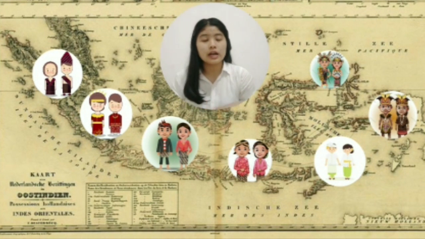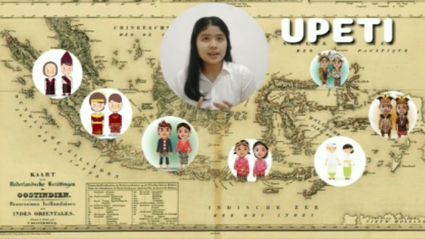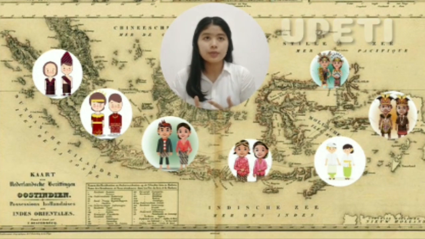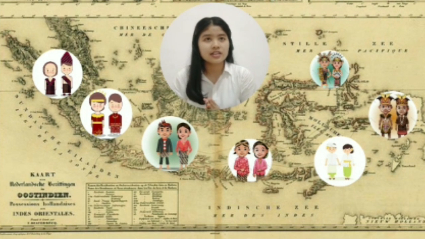Each year, the people were obligated to give part of their substance to the king, called upeti. A wise king would return this tribute to his people by building public facilities for them and ensuring the safety of their lives. This kind of practice continued until the Dutch colonial era.